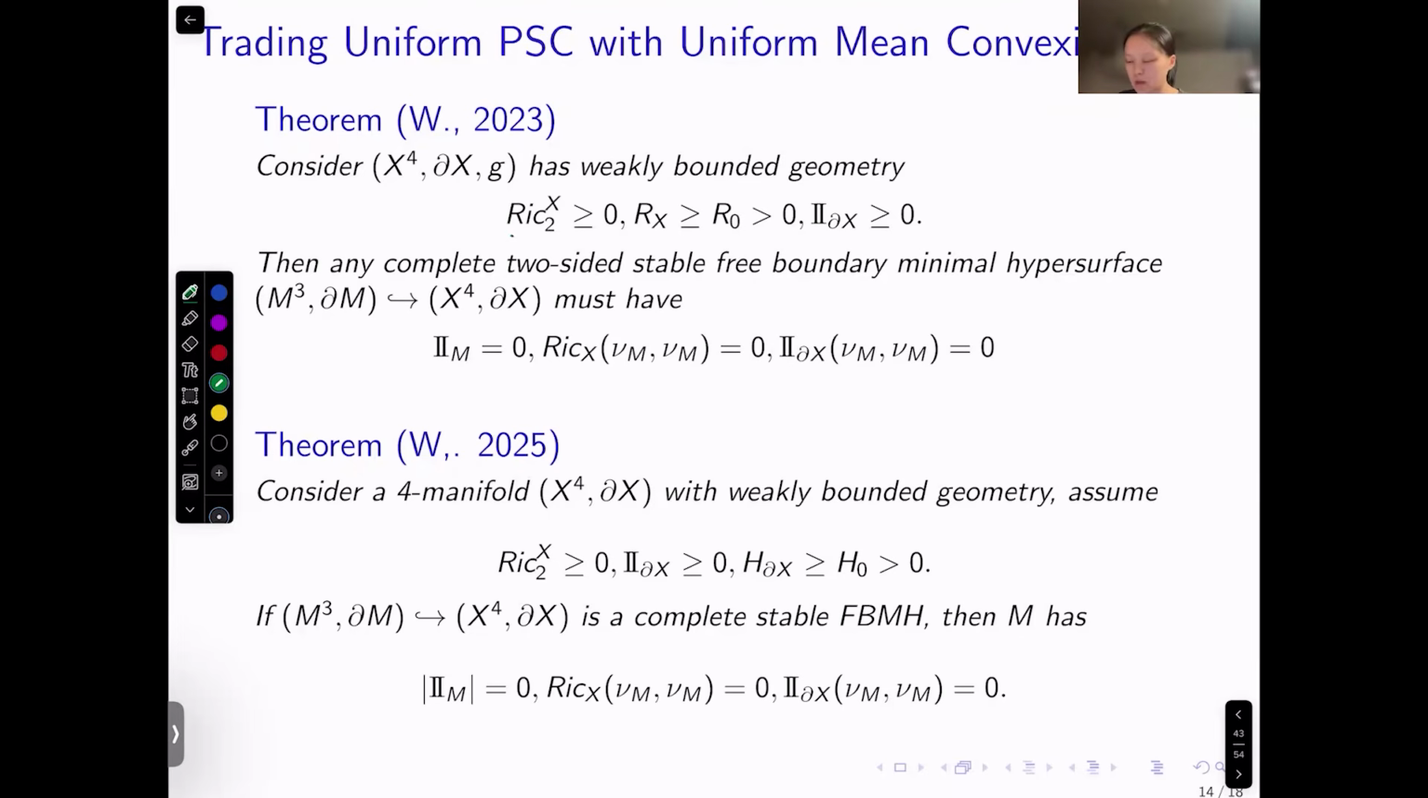Now again, we have this Ricci 2 non-negative condition that gave you the control on ends. But now either we have strictly positive scalar curvature, or we have strictly positive mean curvature. So one of these two has to have a uniform positive lower bound. Then this tells us that any complete two-sided stable free boundary minimal hypersurface has to be totally geodesic. So any question about the statement so far?